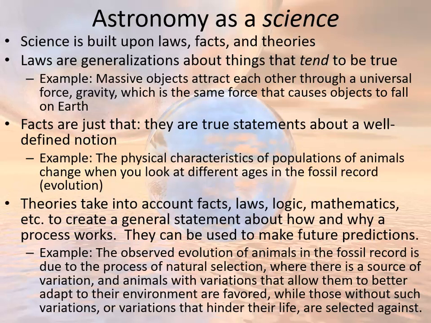of natural selection, where there's a source of variation, and animals with variations that allow them to better adapt to their environment are favored, while those without such variations are selected against. That is Darwinian natural selection. This is Darwin's theory about how evolution proceeds.